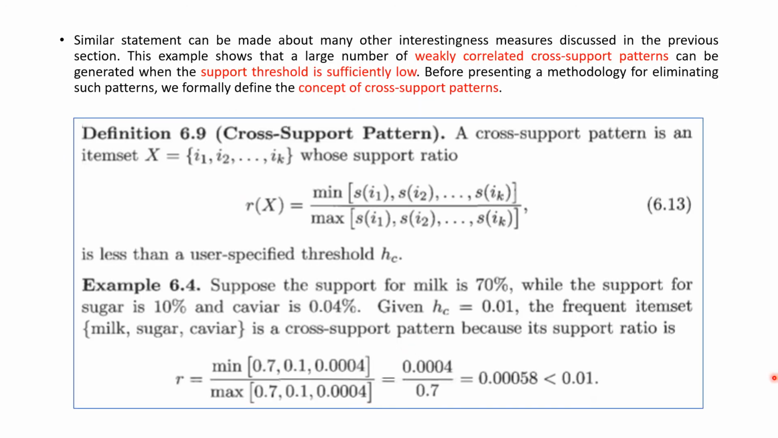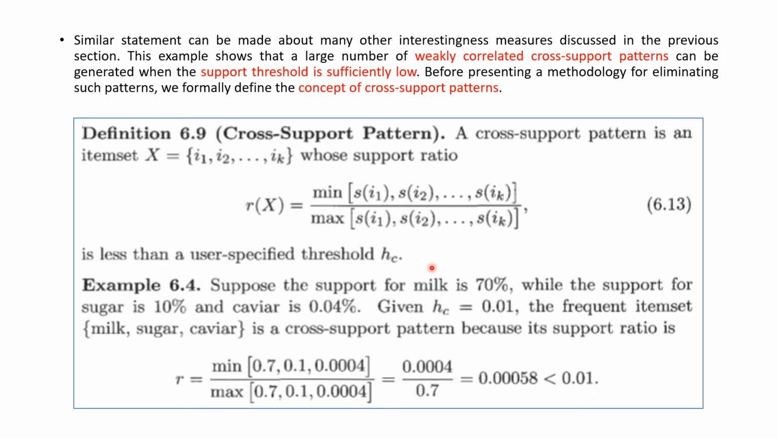So the cross support pattern is given by this particular formula. A cross support pattern is an item set X, I1, I2 up to Ik, whose support ratio Rx is equal to the minimum of support of, S means support here, support of item I1, comma support of item I2 up to support of item Ik, divided by the maximum of support I1, comma support I2 up to support Ik. This is less than a user specified threshold HC.